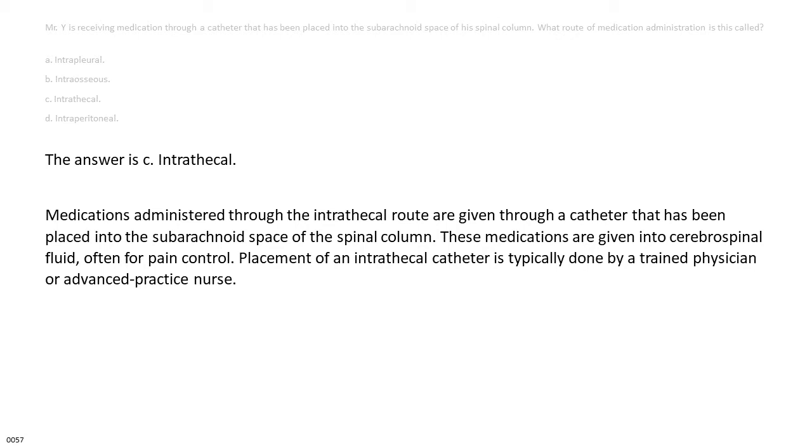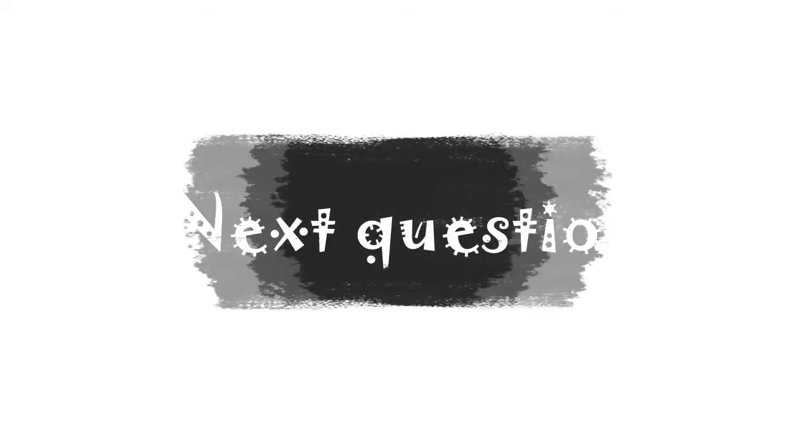Medications administered through the intrathecal route are given through a catheter that has been placed into the subarachnoid space of the spinal column. These medications are given into cerebrospinal fluid, often for pain control. Placement of an intrathecal catheter is typically done by a trained physician or advanced practice nurse.